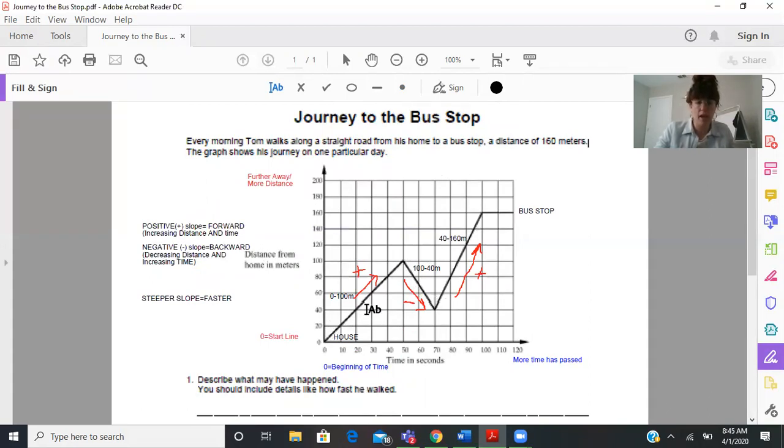So for section A, we're going to call this section A. Or maybe we'll call it the purple section, if I can get it to change. It's not going to change. So we'll say for section A, this will be section B, section C, and section D.